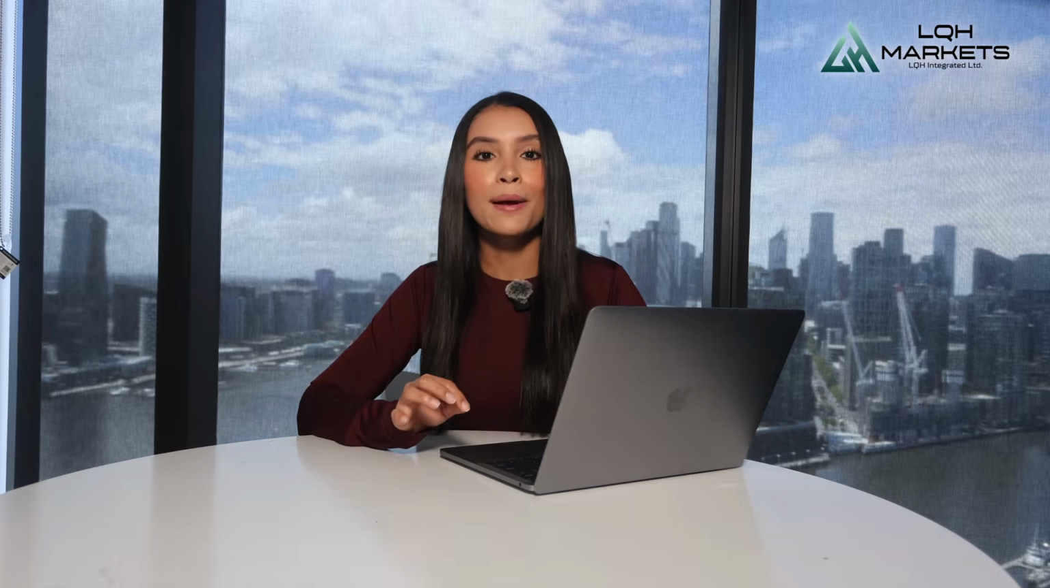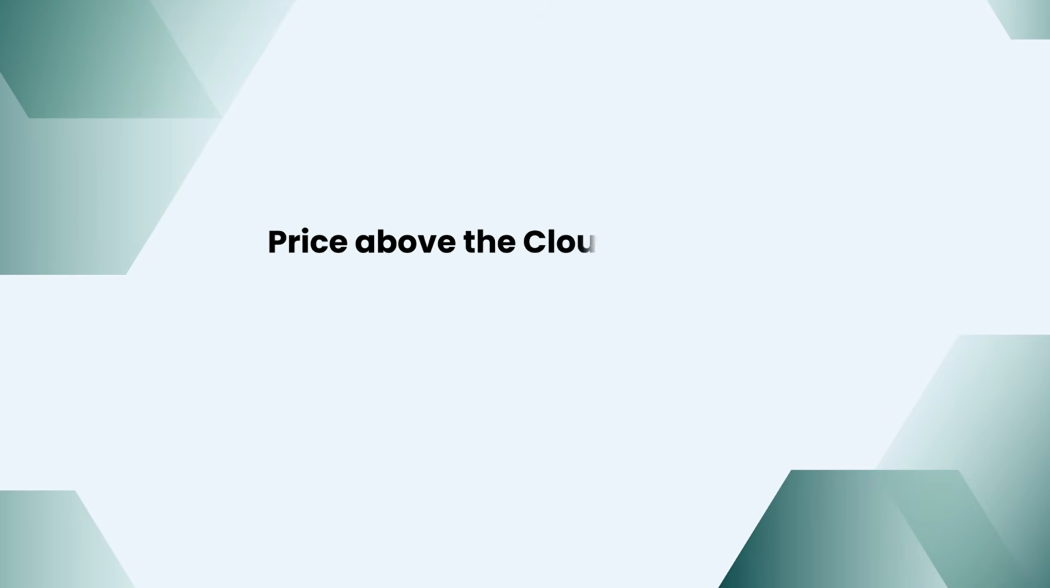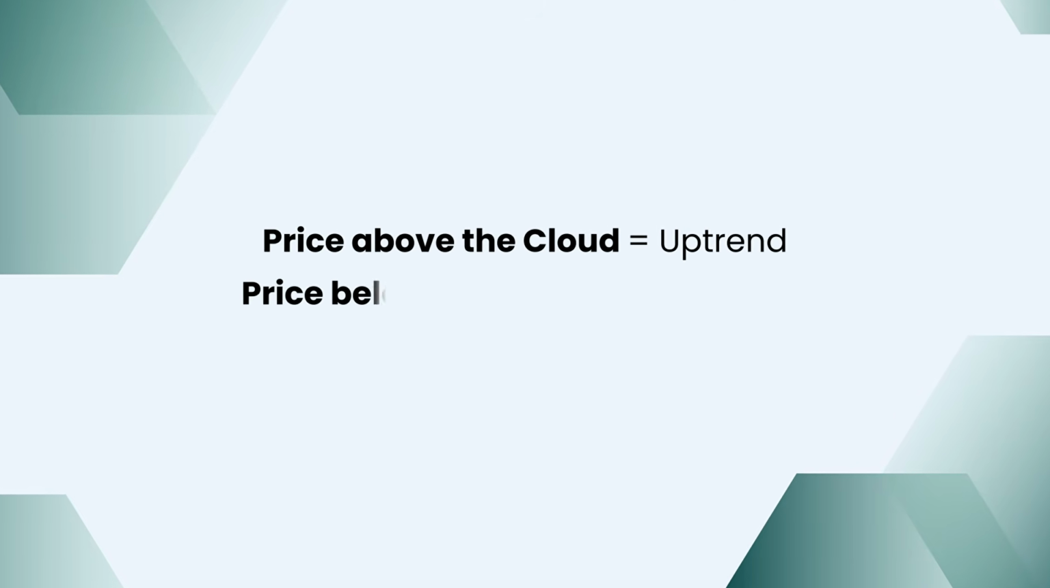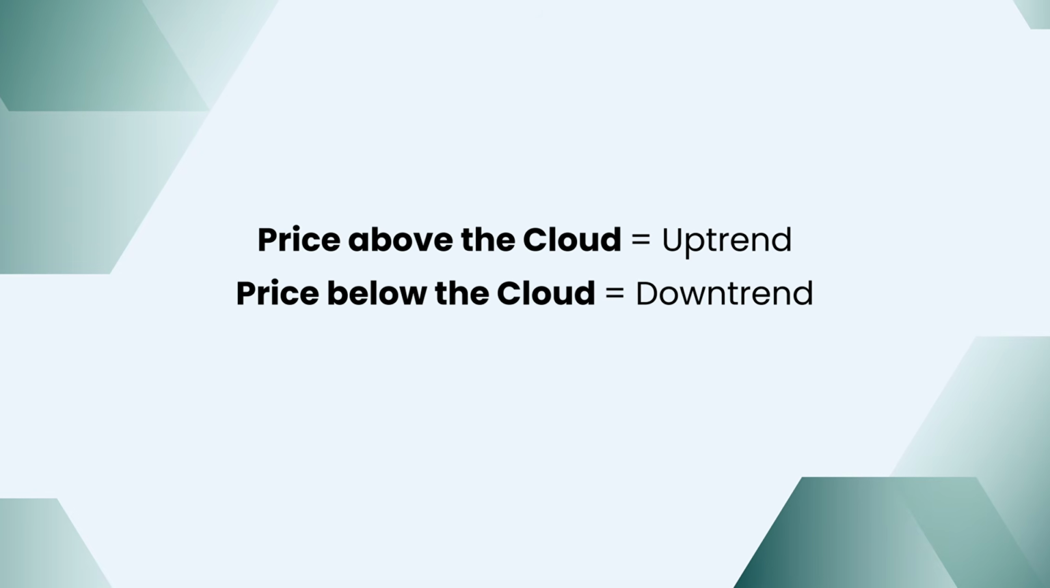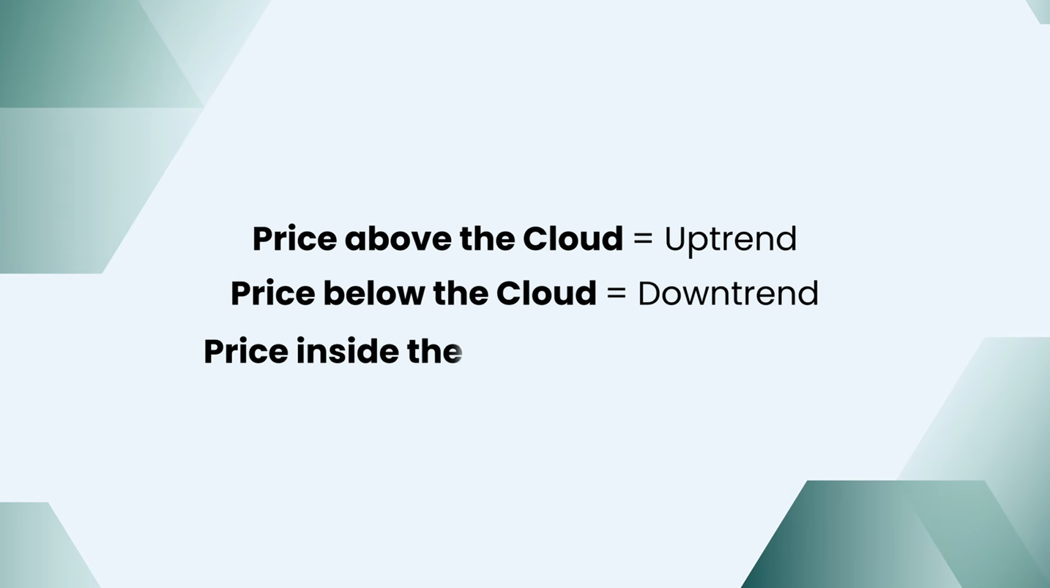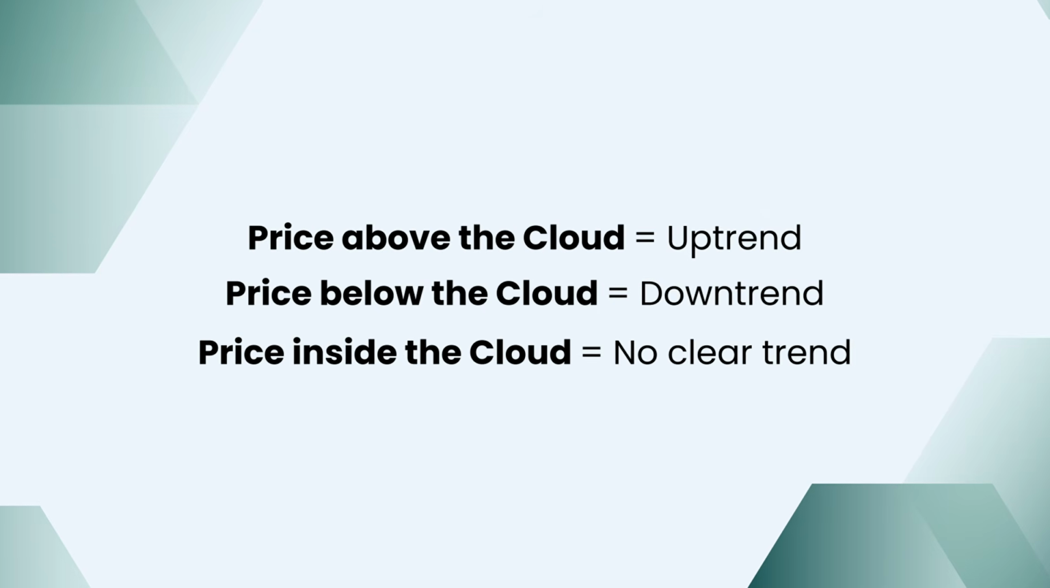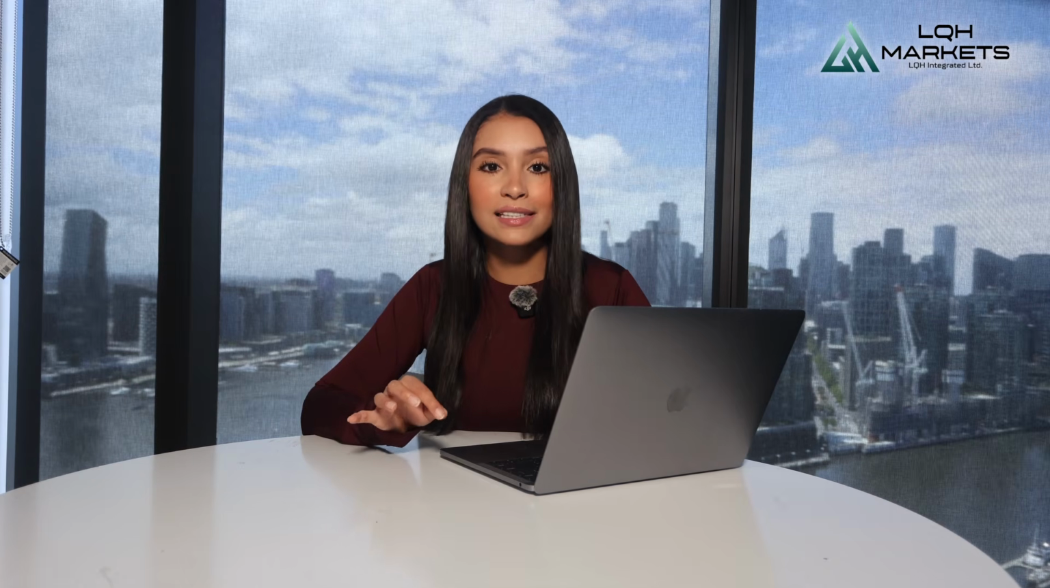In simple terms, price above the cloud equals uptrend. Price below the cloud equals downtrend. Price inside the cloud equals no clear trend. The cloud itself acts like a dynamic support and resistance zone. Price often bounces off the edges of the Kumo before continuing in the same direction.